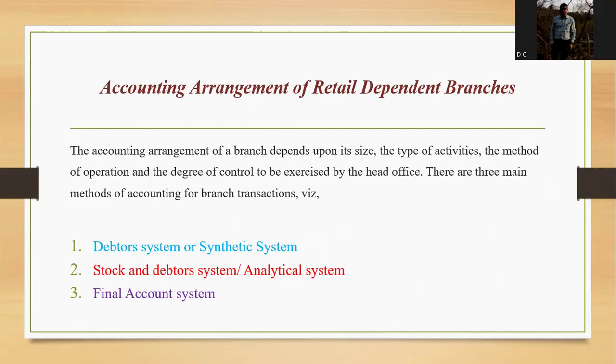And the accounting arrangement of a branch depends upon its size. Whether it is a small size or a larger size branch, what type of activities the branch is performing, what type of method the branch is following, and the degree of control to be exercised by the head office. How much control has a head office on the branch? So the first method of maintaining accounts of dependent branches is the debtor system or synthetic system.